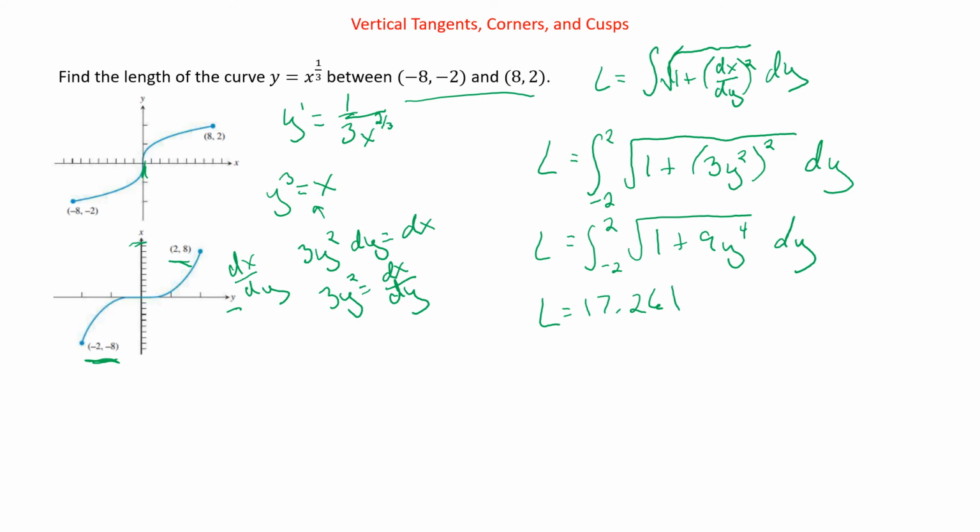And so that's what happens for a vertical tangent. You need to flip the x and the y and use that other version of the equation. What about for something like corners and cusps? A lot of times we get cusps and corners when we have absolute values. So we'll look at one with absolute values. And what do we do?